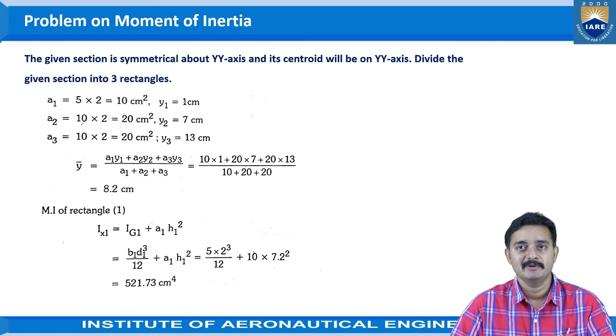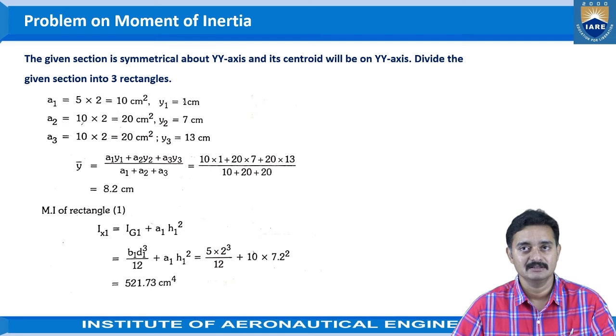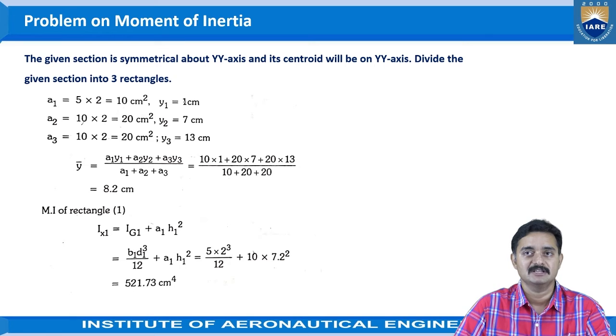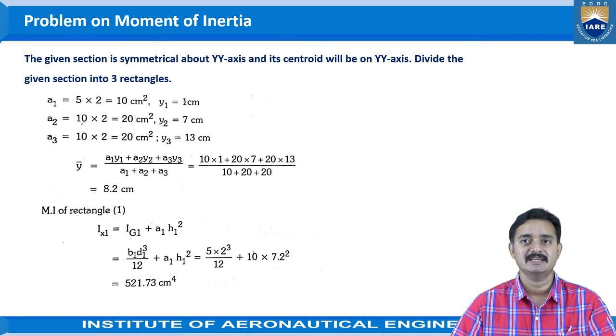Now, identifying the moment of inertia of the individual sections, for rectangle 1 we get Ix1, where Ix1 is the moment of inertia of rectangle 1 with respect to the x-axis. That is equal to Ig1 plus A1 H1 square, where A1 is the area of the rectangle and H1 is the distance from the reference axis, which is the x-axis, to the centroidal axis. The distance of the reference axis to the centroidal axis we will calculate from the figure.